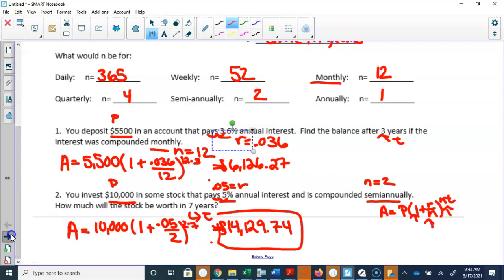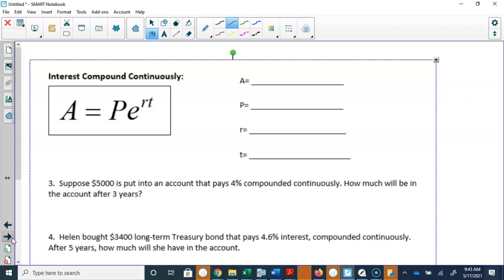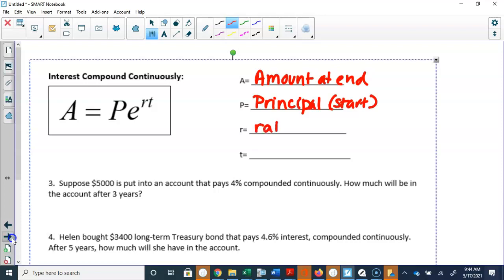Let's look at another exponential application, and that is when things are compounded continuously. So A is still your amount at the end. P is equal to your principal, that's your start. R is equal to your rate. Again, you need to make sure that it is in decimal form, so change from a percent to a decimal. T is equal to your time in years.